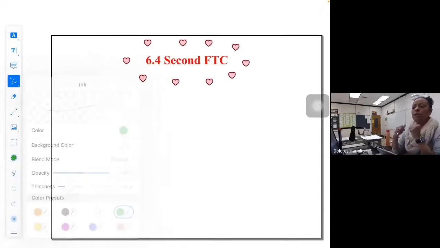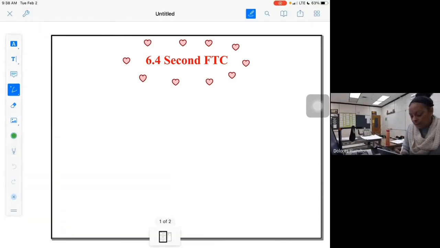The last section of this unit is 6.4, which is our second fundamental theorem. I'll give you an example of when we apply it. You're going to see this presented in two different ways. If we saw this integral, for example, we would be able to come up with its antiderivative, and it wouldn't take us long at all.